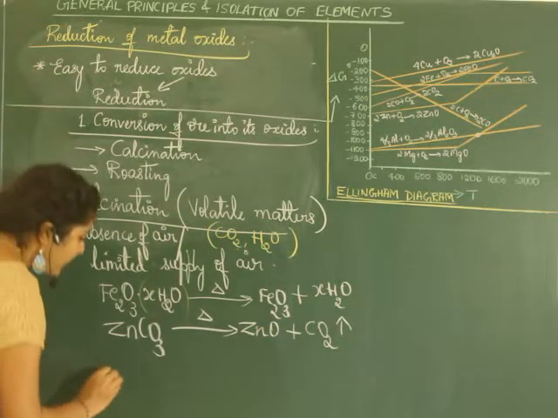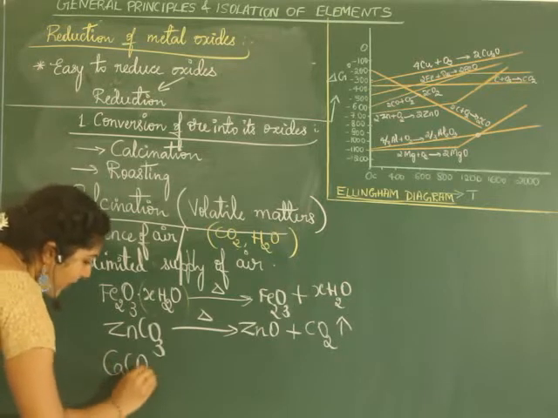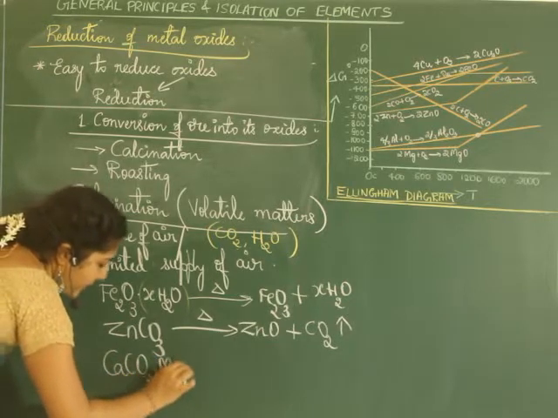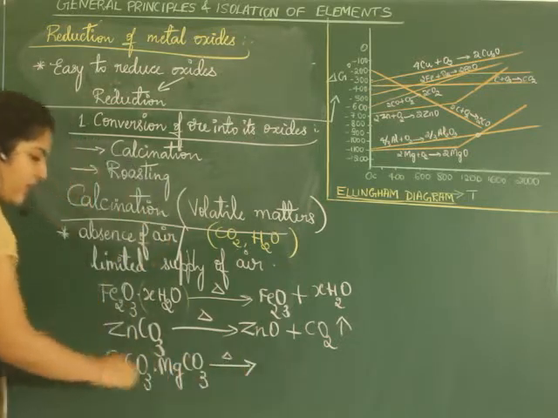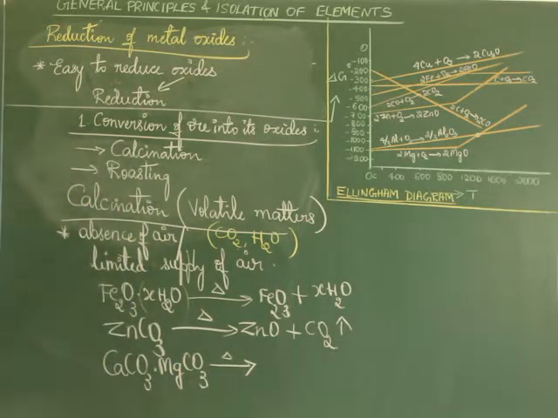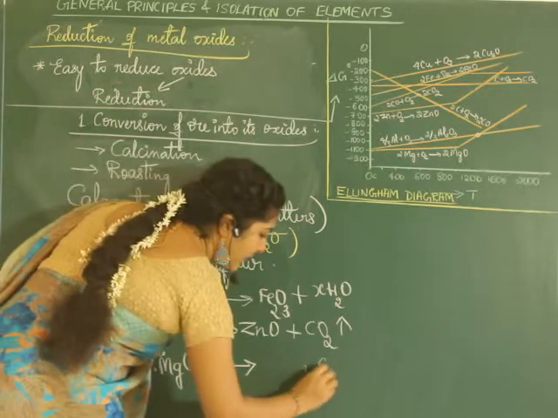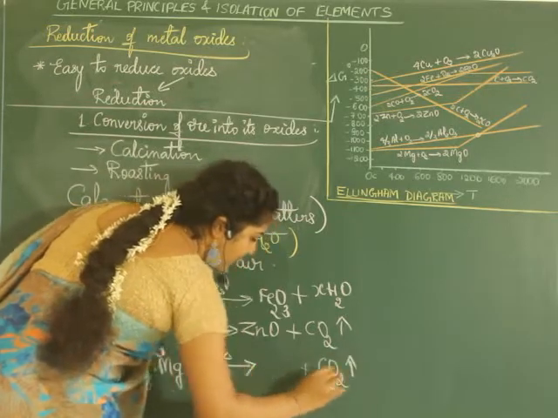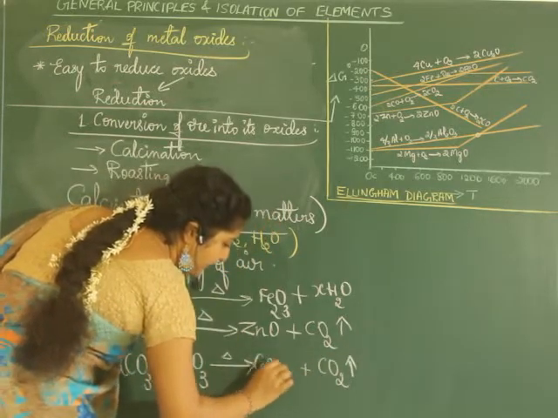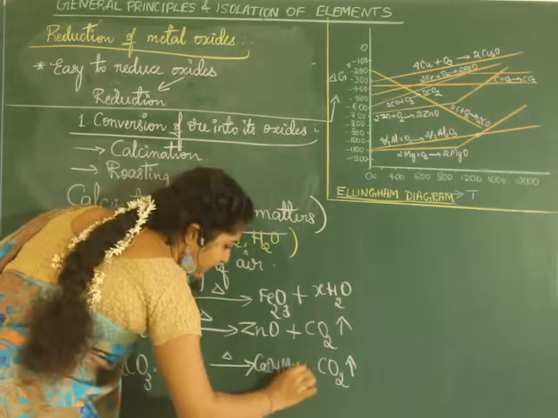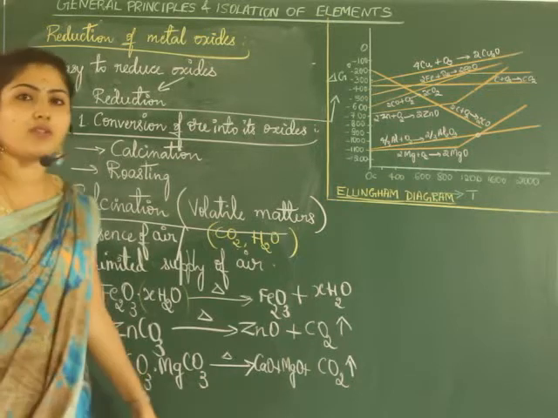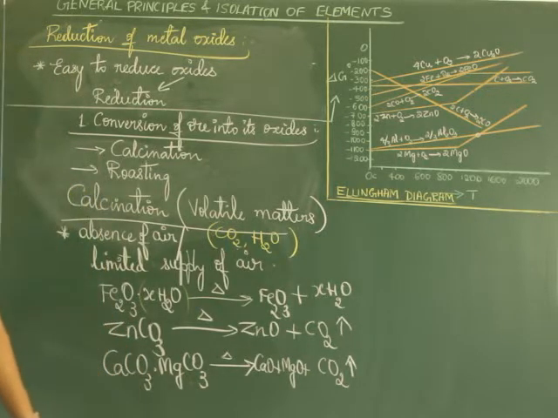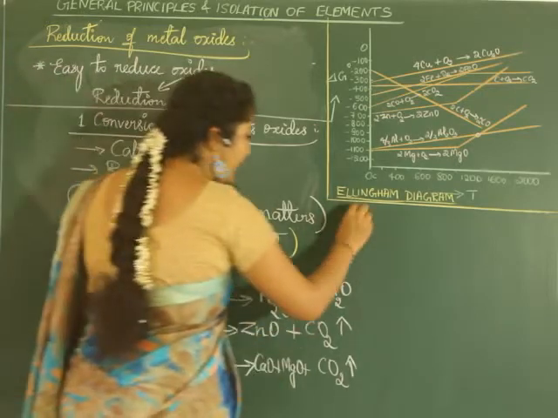One more example. Say you have a calcium carbonate and magnesium carbonate mixture, and you are heating it. Which is the volatile matter here again? Carbon dioxide is the volatile matter. Carbon dioxide will escape, leaving behind calcium oxide and magnesium oxide. So this is about calcination. When is calcination carried out? When volatile substance or volatile matter is present.